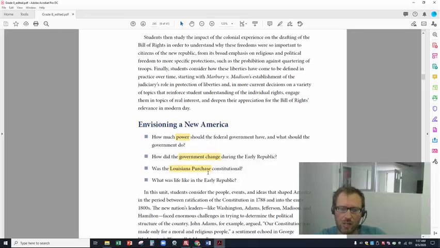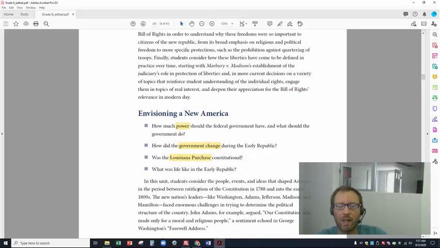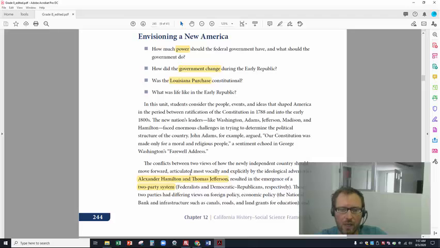How the government changed, this thing called the Louisiana Purchase, which basically doubles the geographical size of the United States. And then what was life like living amidst this? So this first section about the power of the federal government pits Alexander Hamilton versus Thomas Jefferson. You know, the musical Hamilton has a big, huge section on this.